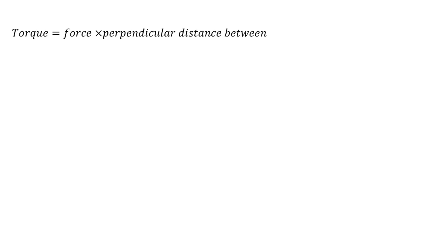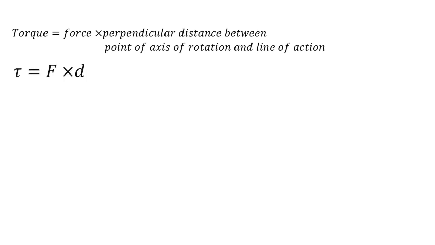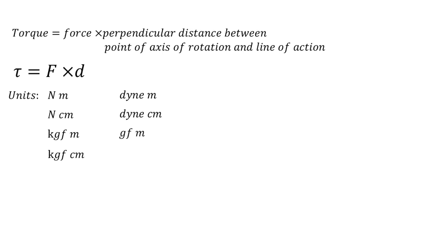Torque. Torque is force into perpendicular distance between point of axis of rotation and line of action. So torque becomes F into D. Some of the units of torque are Newton meter, Newton centimeter, kgf meter, kgf centimeter, dyne meter, dyne centimeter, gram force meter and gram force centimeter. As you can see here, in some of the units there is a combination of SI and CGS unit system, and that is perfectly fine and acceptable in the numericals of torque.